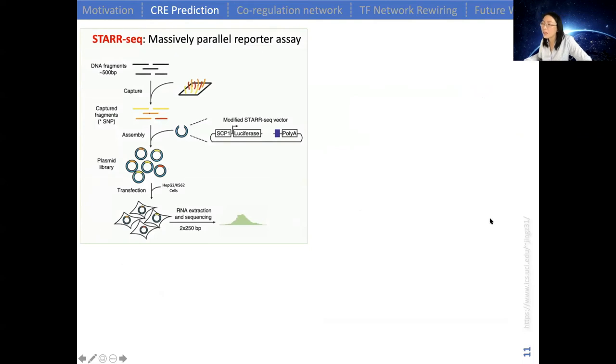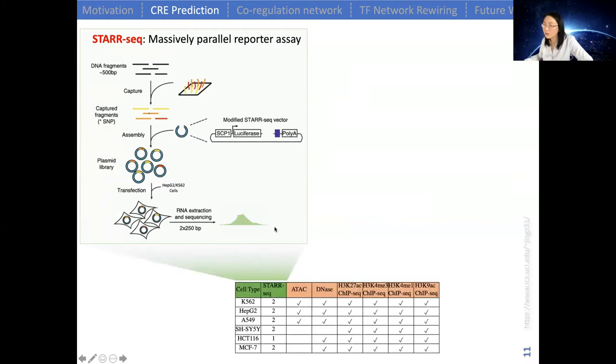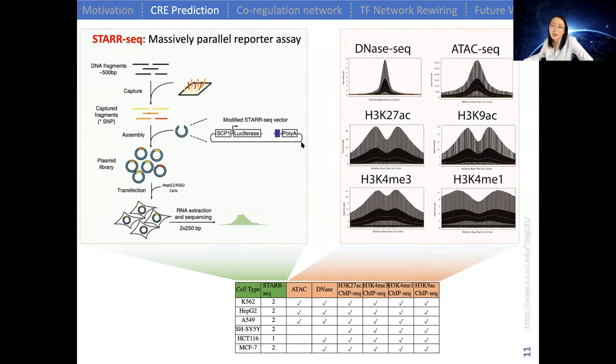Then recently we started to collaborate with many experimental labs. Now we have a new technology called whole genome STARR-seq, which can read out enhancer activities in parallel through reporter assays. With our collaborators, we have collected STARR-seq experiments across many cell lines, and we also have the matched biochemical features in those regions. So I think now it's time for us to do supervised learning for this enhancer prediction problem.